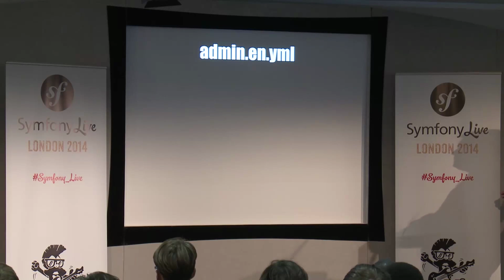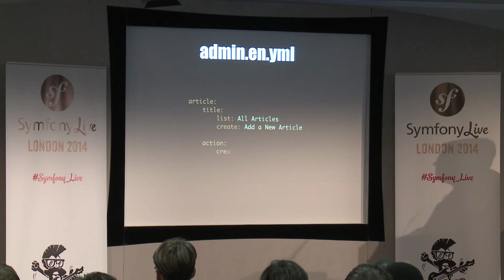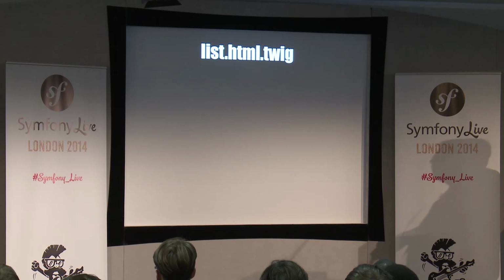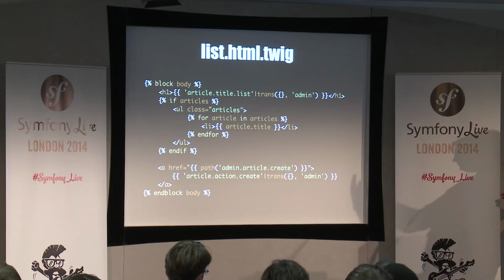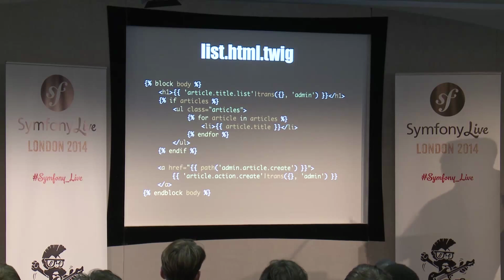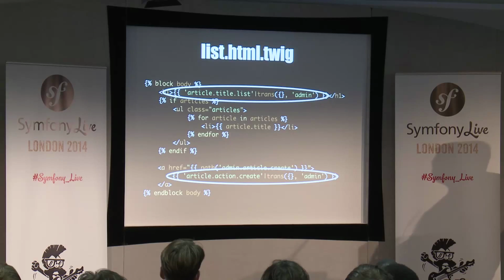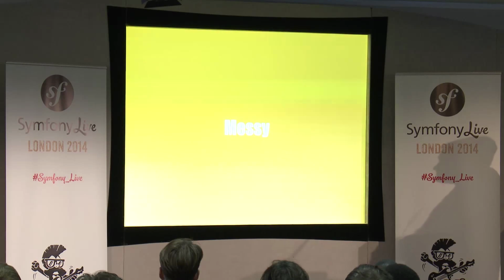So what we do to organize that is we have an admin YAML file that will have certain things. And then in the template for the admin, we can do these kinds of things and give it a specific file to read that translation from, which works really well, but it's messy.